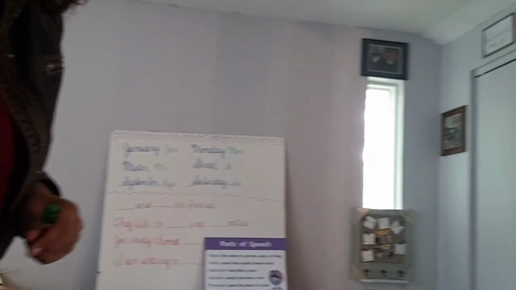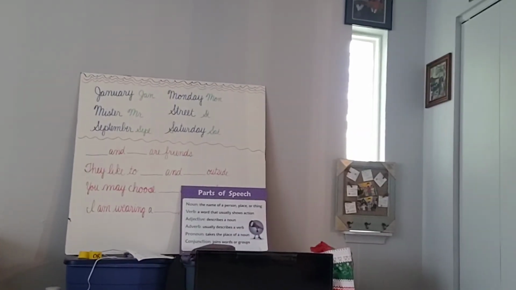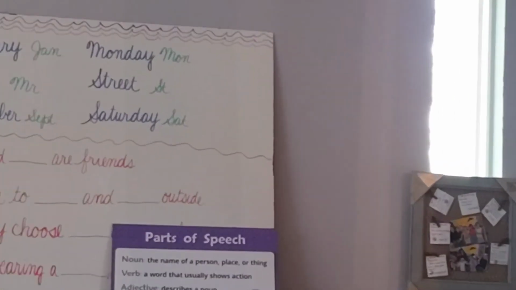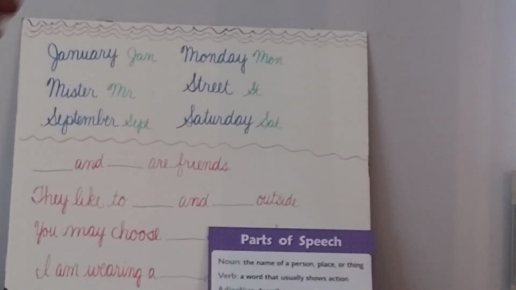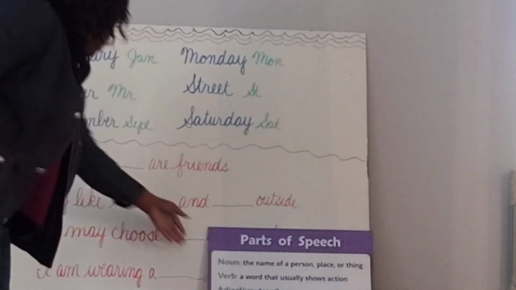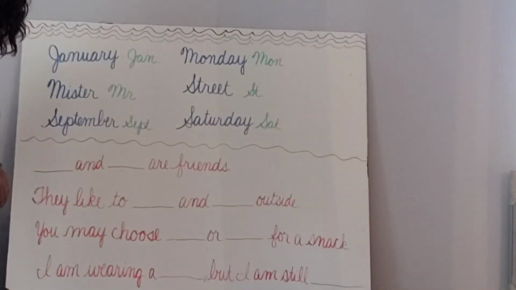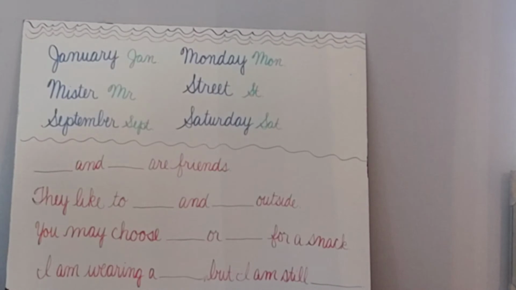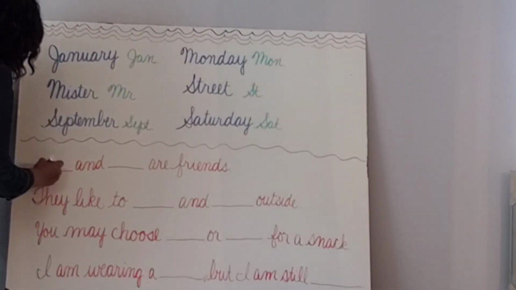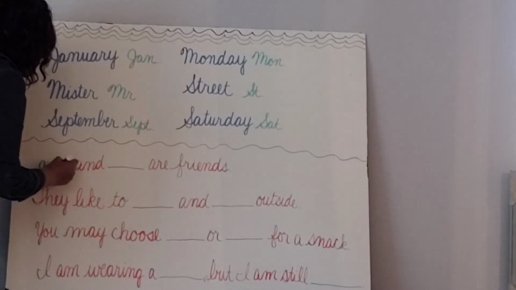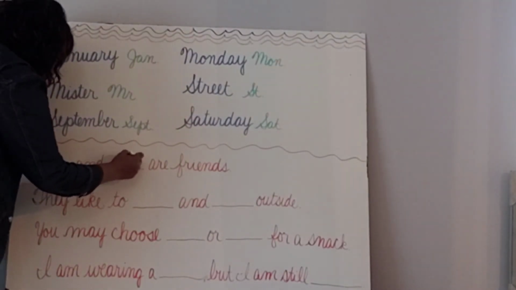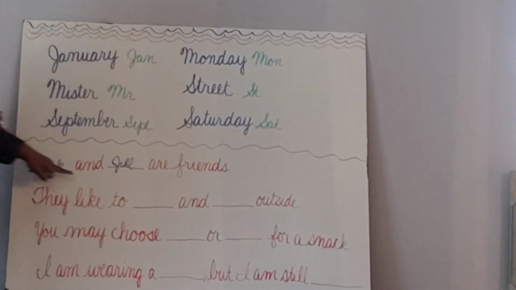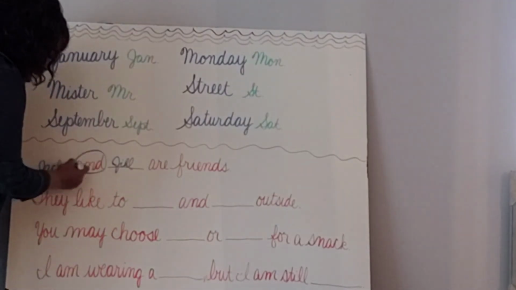Now I've got some sentences at the bottom that I want you to see, and we are using our connecting words, our conjunctions, but you are just going to fill in the words around the conjunctions. So I have blank and blank are friends. And we could put down any two names in here. We could say Jack and Jill are friends, okay? Jack and Jill are friends. So, and is our connecting word that we have here.